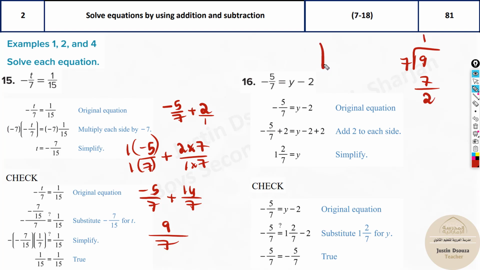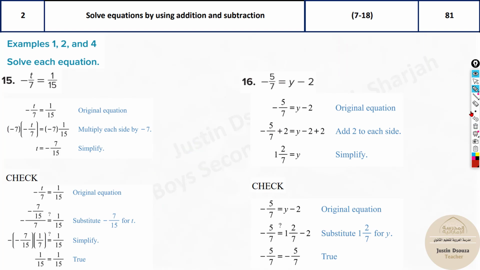So the quotient is always written first, then the remainder divided by the divisor. Here the remainder is 2 and the divisor is 7. It's quotient, remainder by divisor. Okay, this is how we write. Quotient is the answer 1, 2 by 7th. Remainder is 2 and divisor is 7.